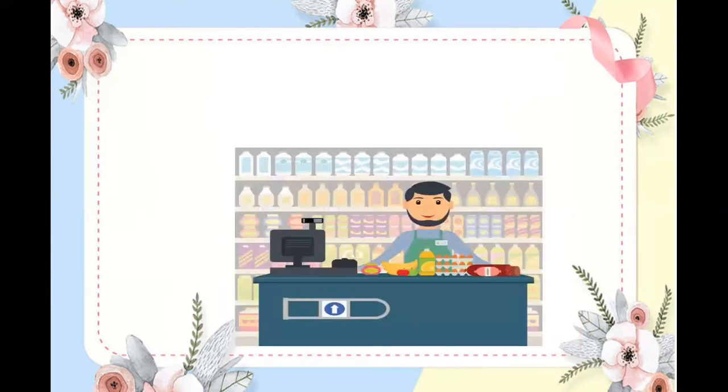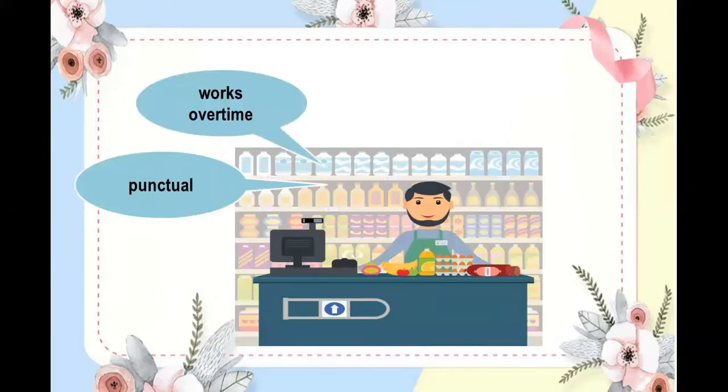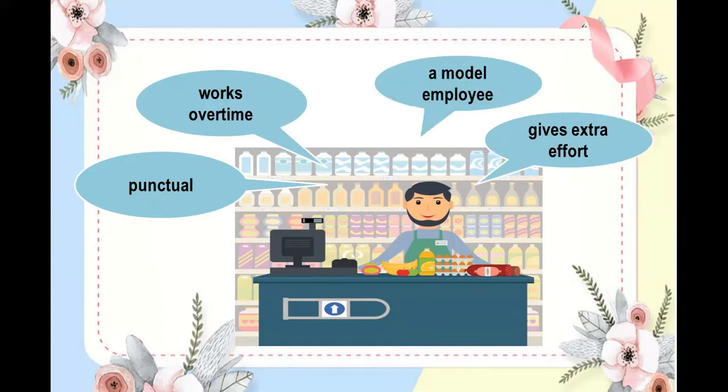Take this situation. This is John. John works as a cashier in a supermarket. John goes to work on time. He works overtime and he gives extra effort. John is considered a model employee.